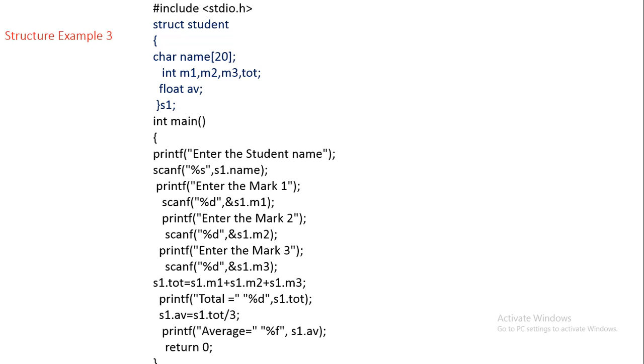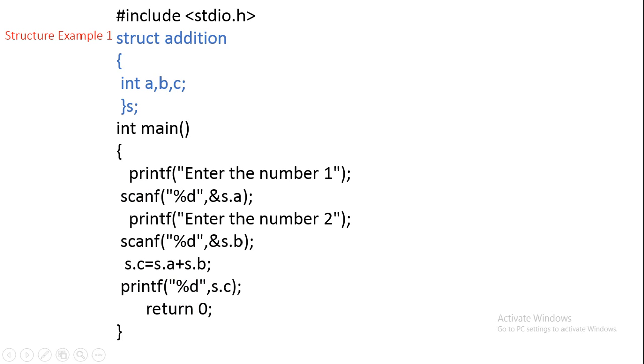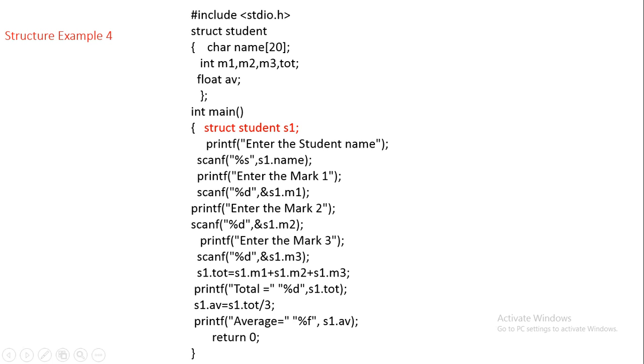So far we have discussed the syntax itself. You can see struct, structure name and data type, and a semicolon. So here we have declared the object as s. It is another method to declare the object. We can create an object like this. See this, struct student, character name, int m1, m2, m3, total, float average. We have declared data types here. We have declared variables also.